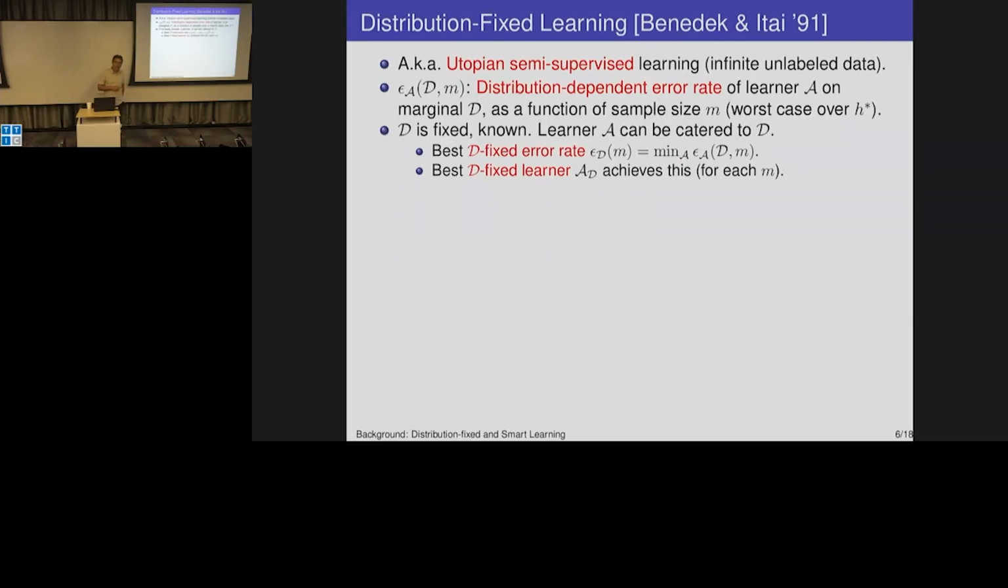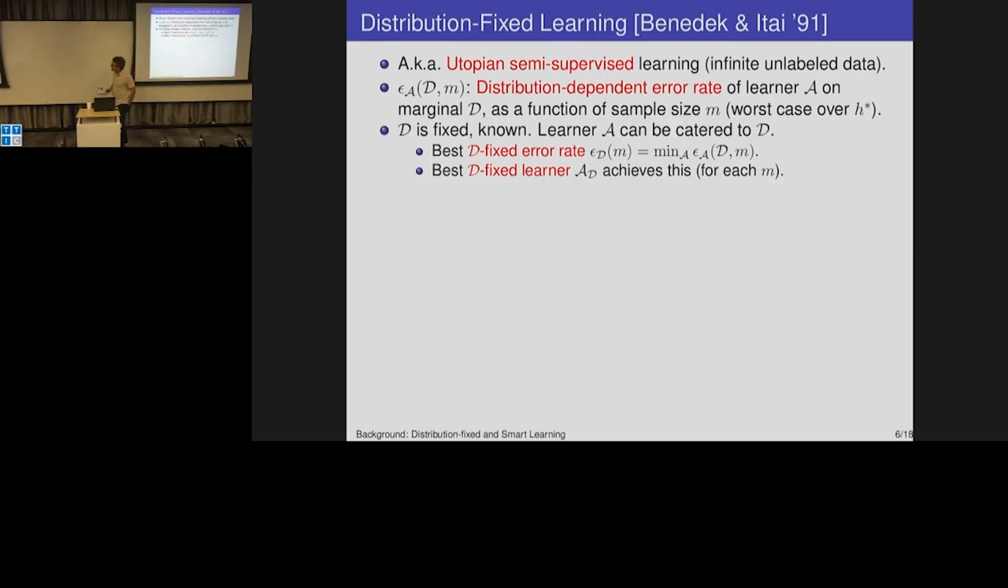So I'm going to be more concerned with a variation of the PAC model where I give my learner more power, and actually I give it more information. Right? This is distribution fixed learning, studied by Benedek and Itai back in the 90s. I'm going to call it distribution fixed learning, but it's also been called the utopian model of semi-supervised learning, because it's as if your learner is given an infinite amount of unlabeled data, so it's almost as if they know the unlabeled data distribution or the marginal distribution, okay?